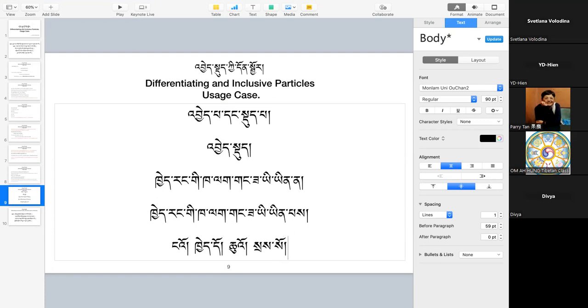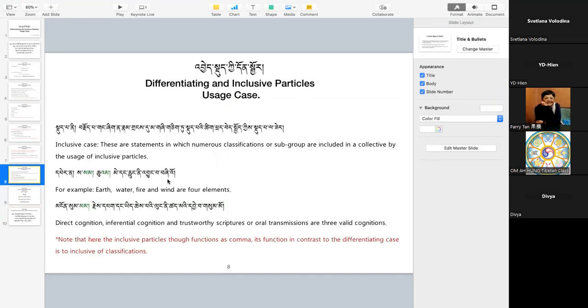Also, Tanzila, what difference would it make if I don't use this punctuation and I just use the particle and not this? Would it make a difference?